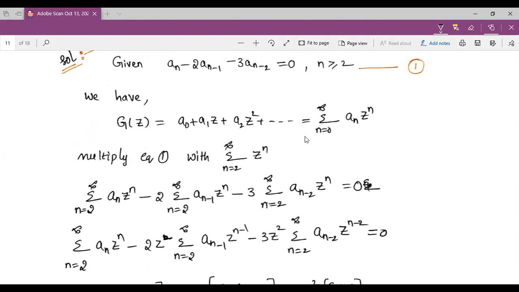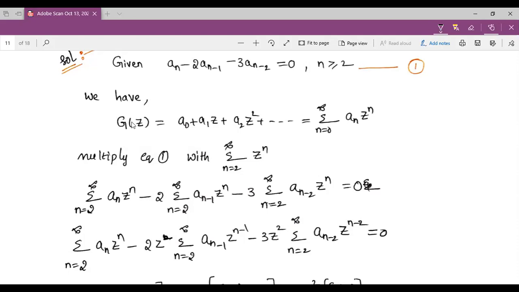So from this relation we write summation n equals 2 to infinity a_n z^n minus... so we multiply this term with z and divide with z, we get the summation n equals 2 to infinity a_(n-1) z^(n-1). Here we multiply and divide with z squared, we get 3z squared summation n equals 2 to infinity a_(n-2) z^(n-2) is equal to 0.